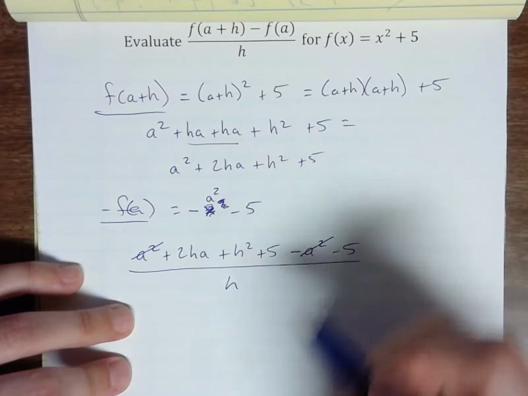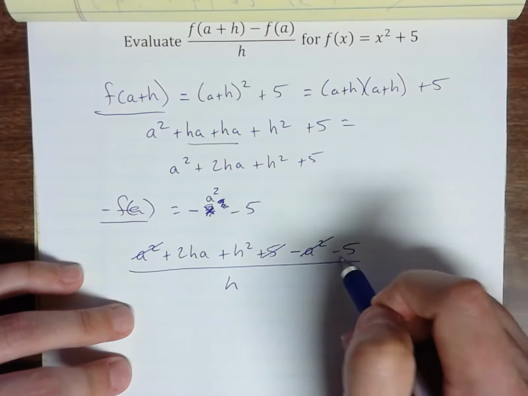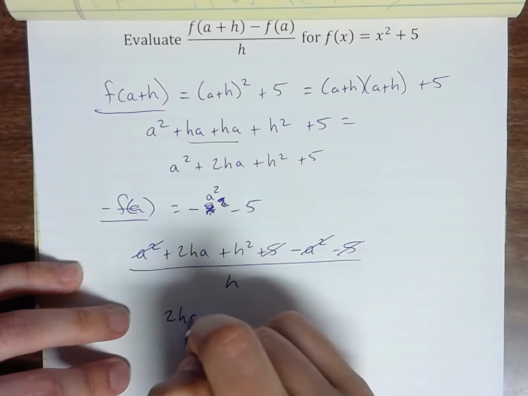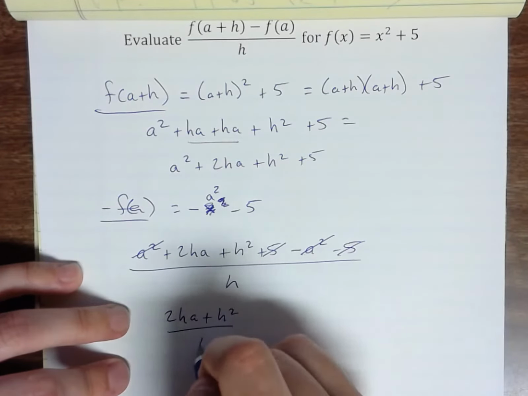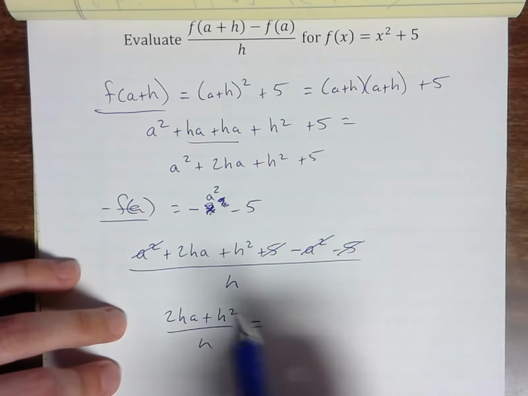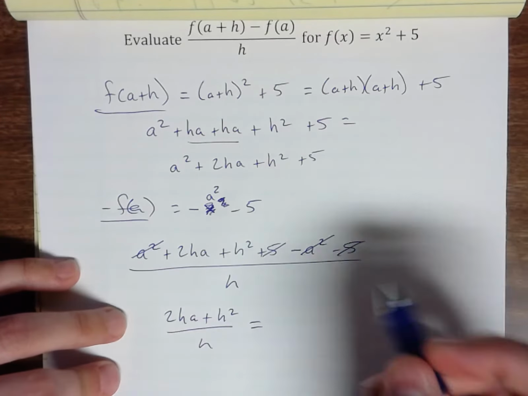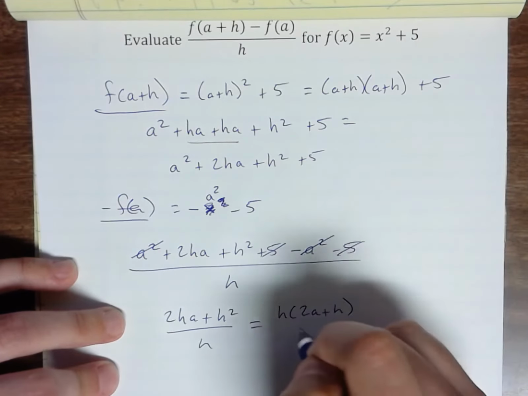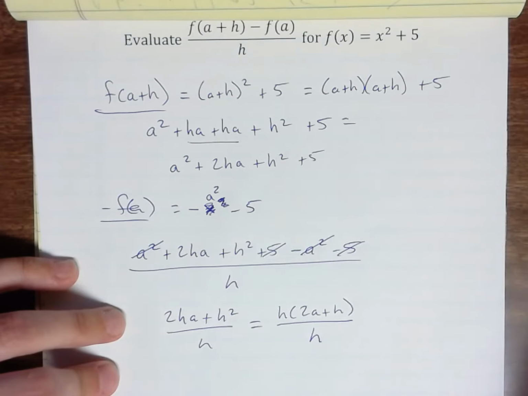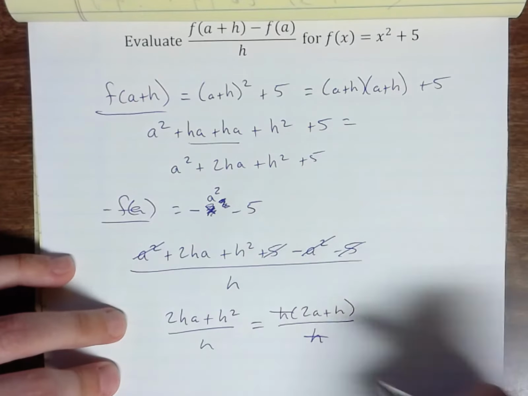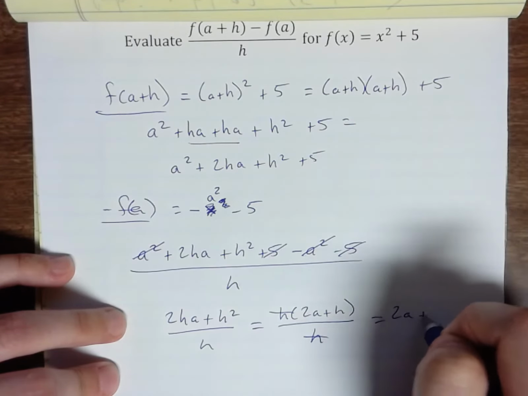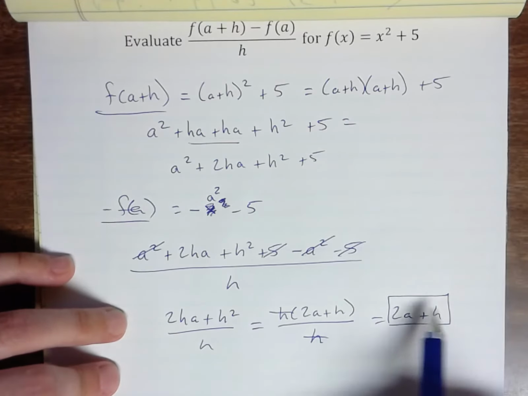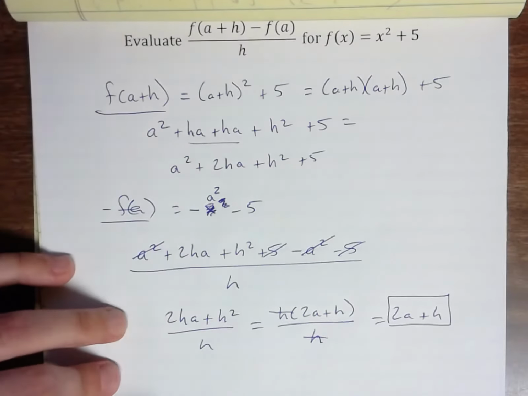So a squared minus a squared will cancel, 5 minus 5 will cancel, so we're left with 2ha plus h squared over h. Notice we can take an h out of the top terms, so h times 2a plus h over h. My h's divide out, and I'm left with 2a plus h, and there is the difference quotient. We've got a couple more coming up that we're going to try.